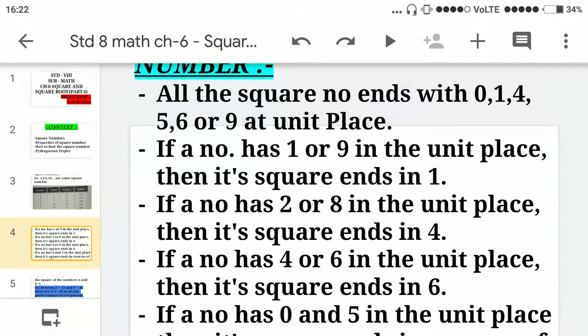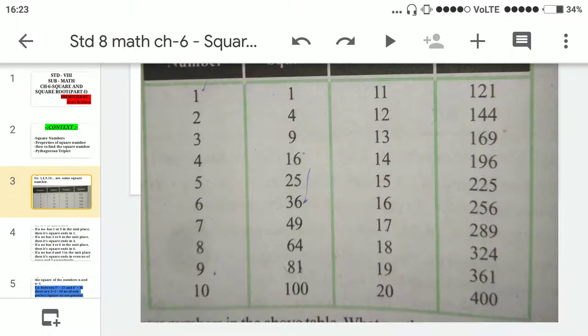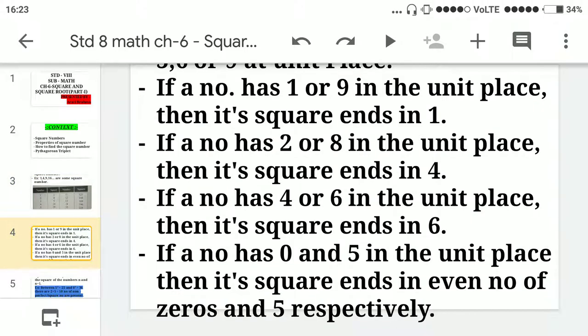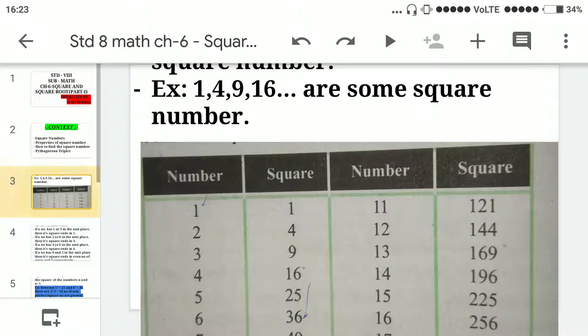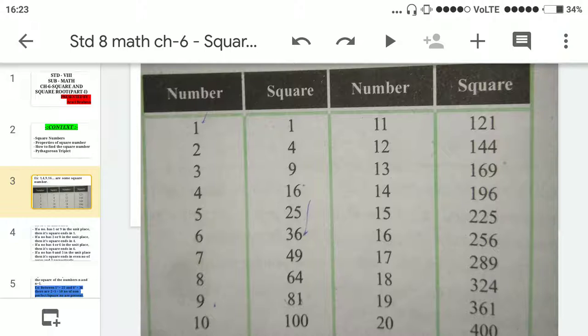Then the next property is: if a number has 1 or 9 in the unit place, then its square ends in 1. You can see here, 1 square is 1, 9 square is 81, 11 square is 121 and 19 square is 361. In all these cases, 1 is in the unit place. Then if a number has 2 or 8 in the unit place, then its square ends in 4. Again, see here, 2 square is 4, 8 square is 64, 12 square is 144 and 18 square is 324. In all these cases, 4 is there in the unit place, right?